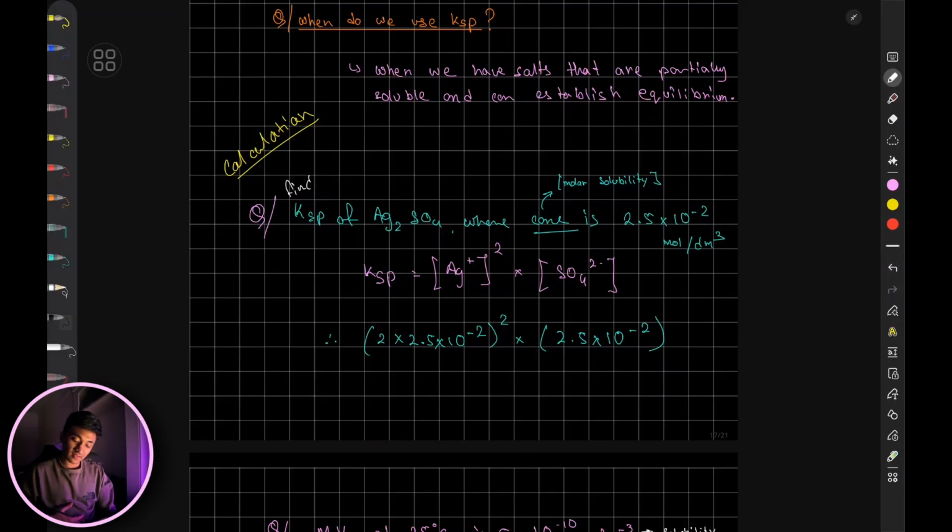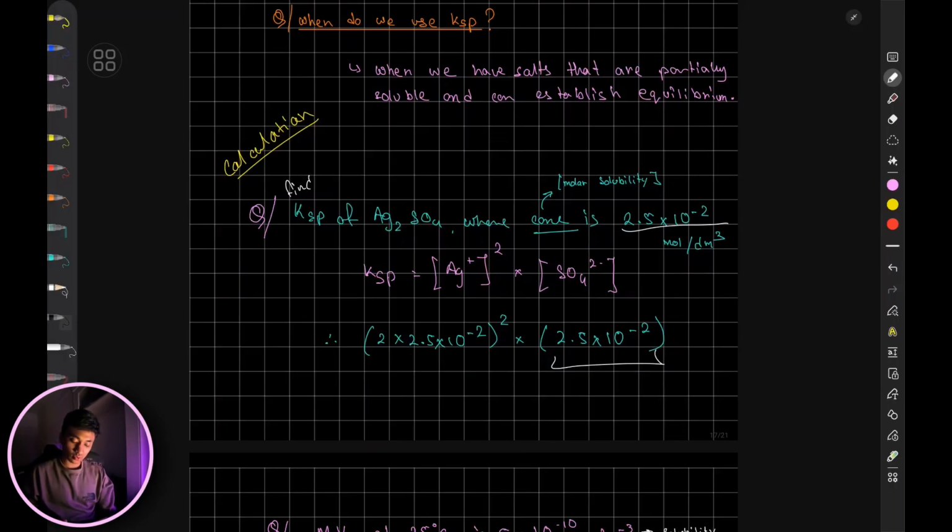Okay, so they've given you the molar solubility of these two, that is the concentration of SO4 2 minus and Ag plus. So you just plug these values into Ag plus and SO4 2 minus. So what you're going to have essentially is 2 times the 2.5 into 10 to the power of minus 2, and 2.5 into 10 to the power of minus 2 for your SO4 2 minus.